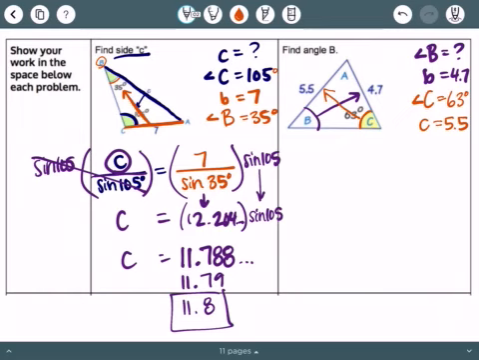So on my proportion, what I want is angle B. So I'm going to write that on top. Sine B over the B that goes with it, which is 4.7. And it's going to be equal to sine C, which is 63, over 5.5. Right? So I see I have my angles on top and my sides on bottom.